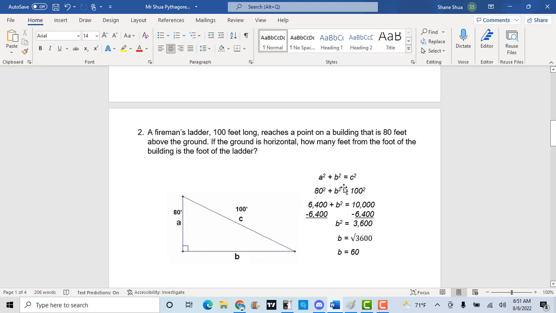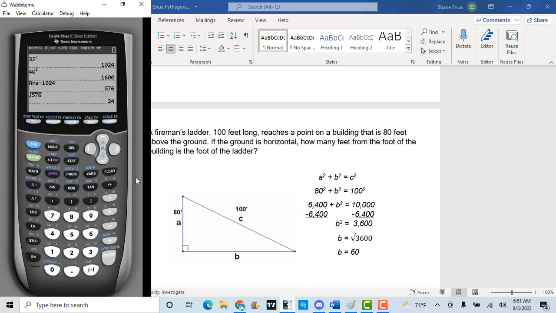So a squared plus b squared equals c squared. Now we know what our a is. We know what our altitude is, which is 80. So if we go back and clear this here, 80 squared is 6,400 plus b squared. We don't know what our b is, so we're going to leave that as our variable. And then we know that c is 100, so we'll do 100 squared is 10,000. So we have 6,400 plus b squared equals 10,000.